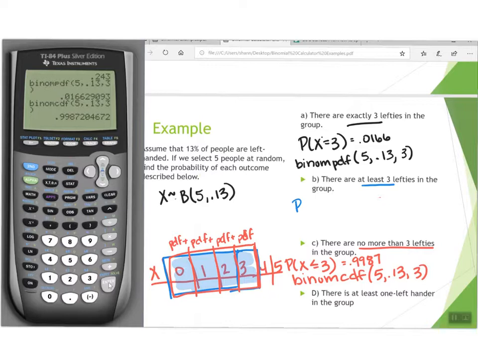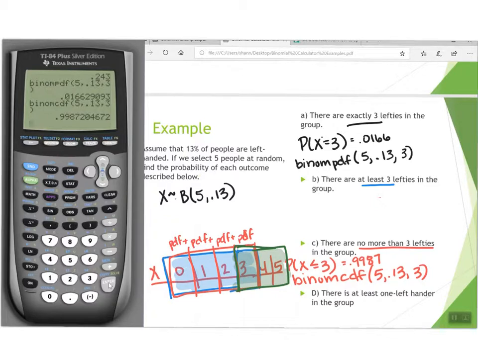Now, let's go back to B. It says there are at least 3 lefties in the group. Well, the problem with this is that the calculator only calculates up to and below. We want to calculate on the other side. So at least 3 lefties means that there are 3, 4, or 5. Well, if we look at this table again, if we're including 3, 4, and 5, who are we not including? 0, 1, and 2.